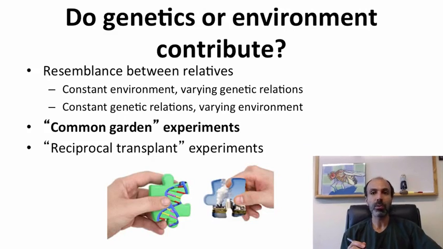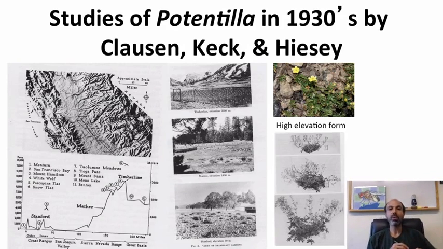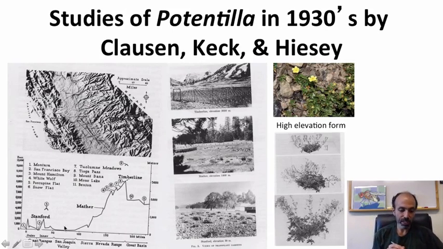Let me show you some classic work. This is from the 1930s, work done by Clausen, Keck, and Heisey. They were interested in differences among plant forms identified from different elevations. So they got some plant forms from, as you can see here on this elevational gradient, Timberline, which is very high in the Sierra Nevada of California, Mather, which is moderately high in elevation, and Stanford, which has a very low elevation, just above sea level.